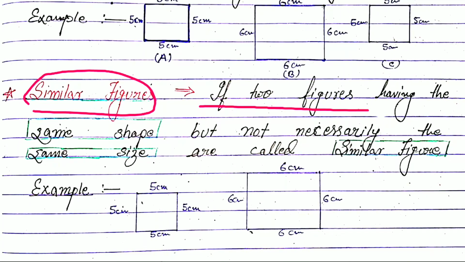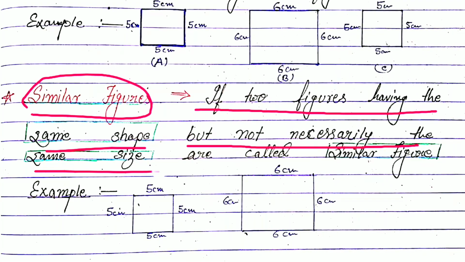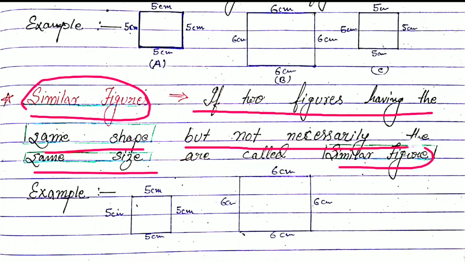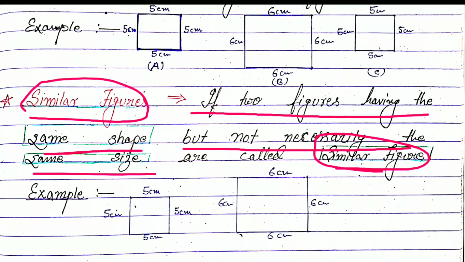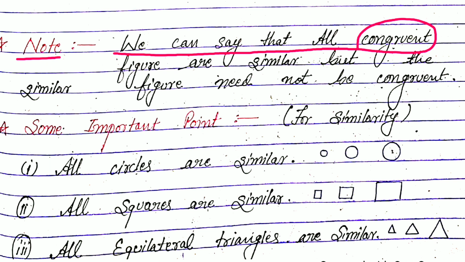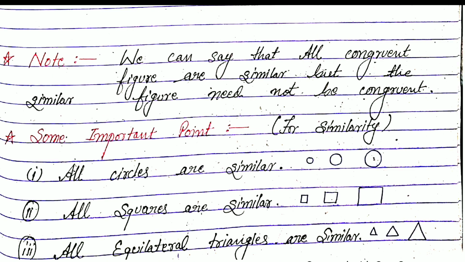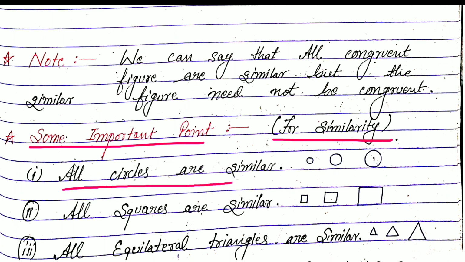Okay. The next one is similar figure. If two figures having the same shape but not necessarily the same size, they are called similar figures. I have written some notes. We can say that all congruent figures are similar, but all similar figures need not be congruent figures.